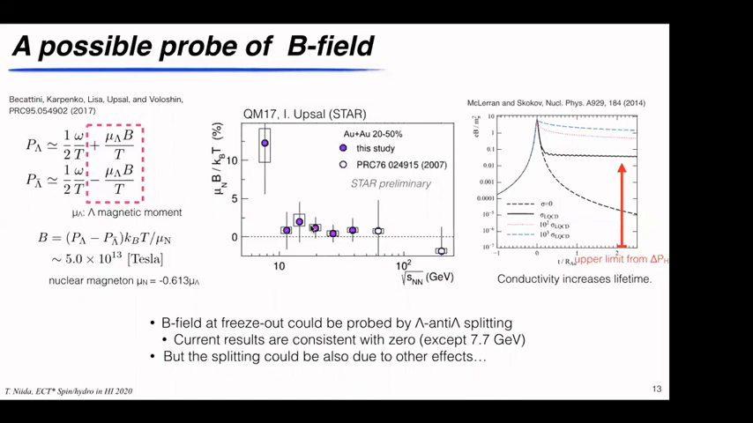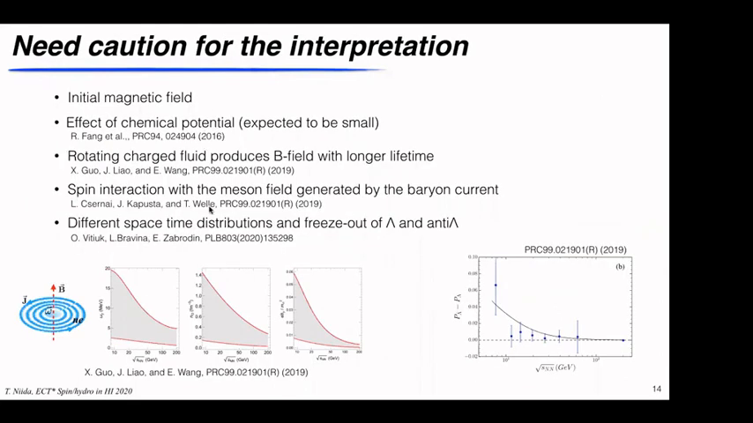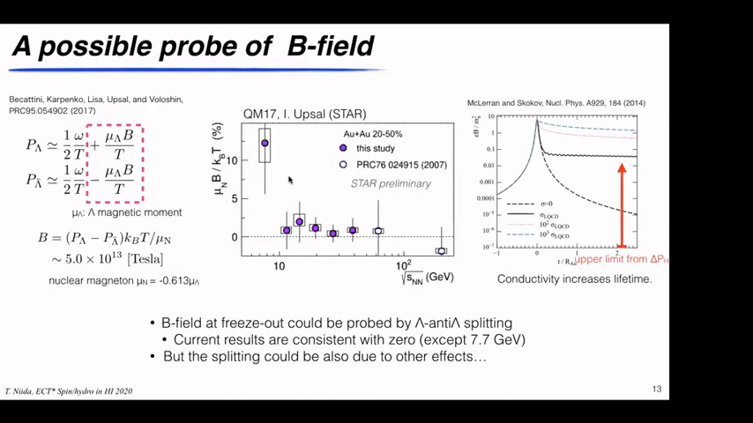Then the next question would be, is it really the effect of the magnetic field or the other effects like those listed here? Maybe it's not the answer to your question, but this is what I can say for now. The magnetic field is based on this picture or model, that is the magnetic field at the result. So in some sense, within this model, we can constrain the lifetime of the magnetic field.